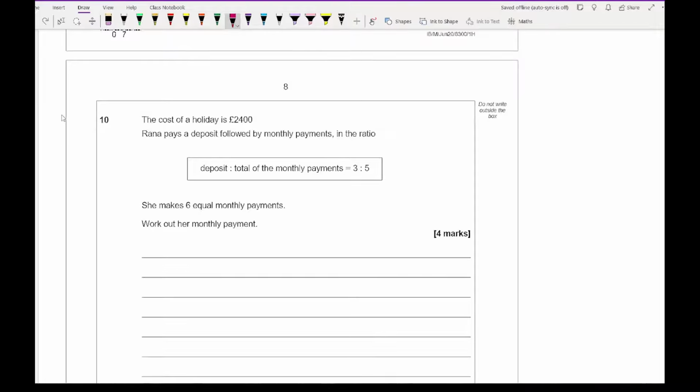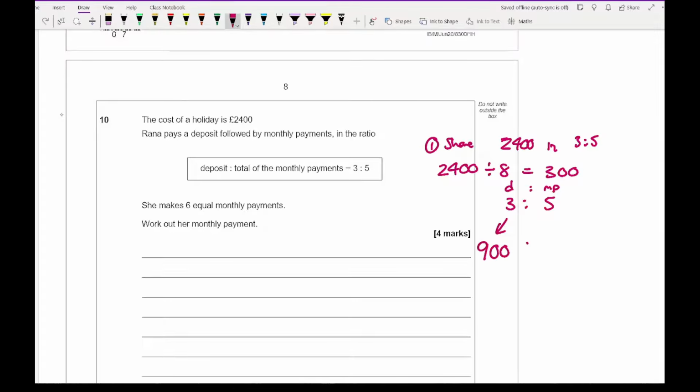So with this, what we want to do first is share 2,400 in the ratio of 3 to 5. So here I'm going to do 2,400 divided by 8, which is going to give me 300. And so in terms of these two parts, this is the deposit, this is the monthly payment. So I've got 3 times 300, which is 900, and 5 times 300, which is 1,500.